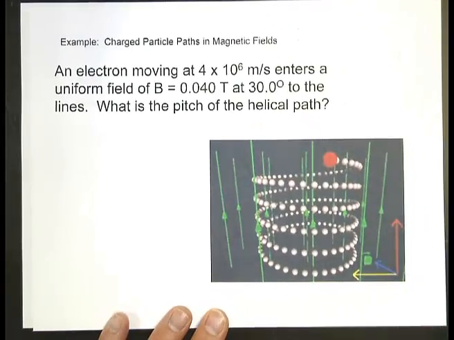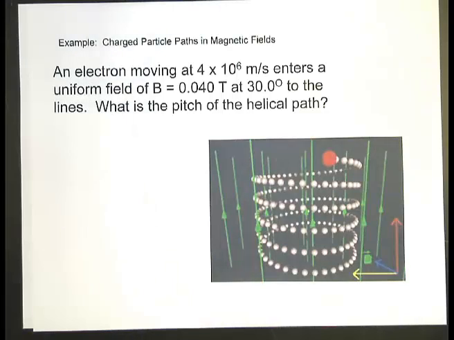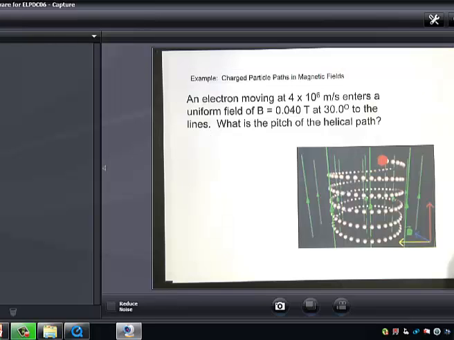Okay, my next example deals with this three-dimensional helix craziness. All right, so we have an electron moving at 4 times 10 to the 6 meters per second, entering a uniform B field, 0.040 teslas, at an angle of 30 degrees to the field lines. What's the pitch of the helical path? Now, take a look at this video real quick.